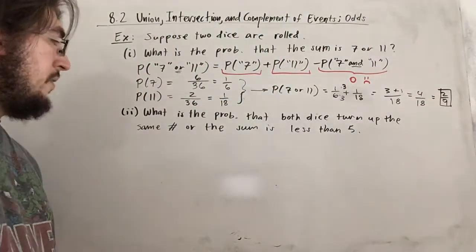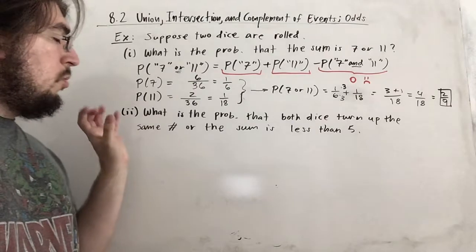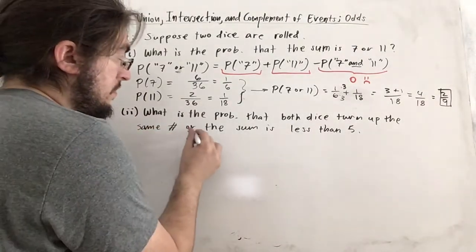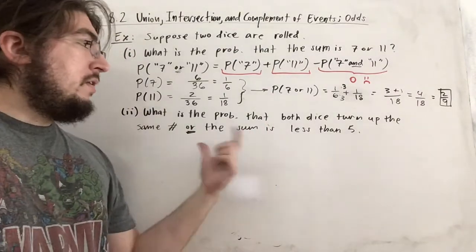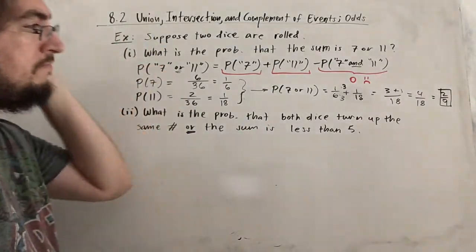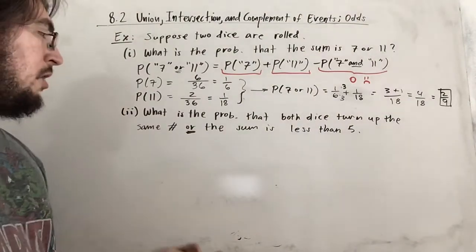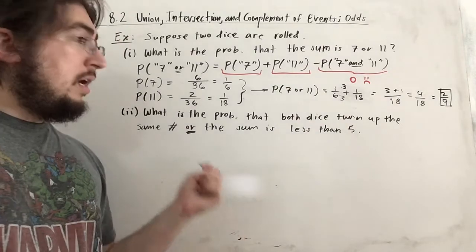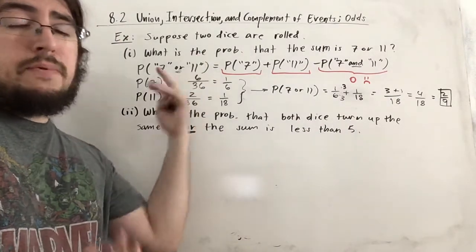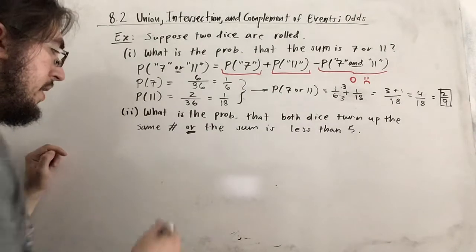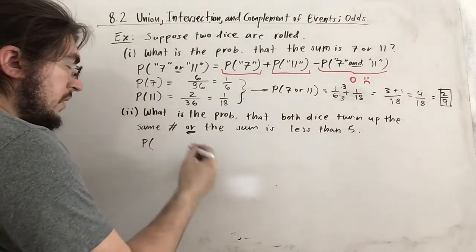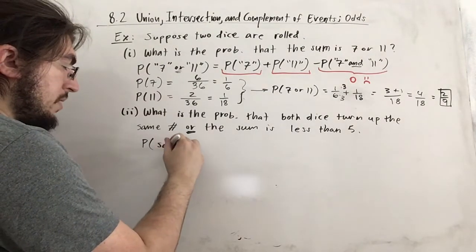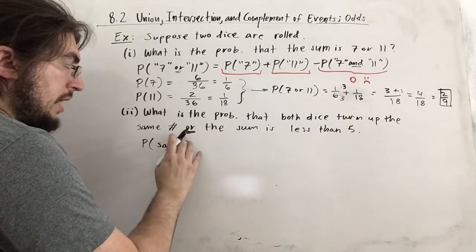Now let's take a look at the second part here. Now here I ask you, what is the probability that both dice turn up the same number, or, so this is a different scenario, the sum is less than 5? Well, we need to find out what the probability of each one is, and then we need to find the probability of the intersection if there is any. In this example, there was no intersection, but here there might be. So let's see, we want to find the probability that both dice are the same, so we know what that means.